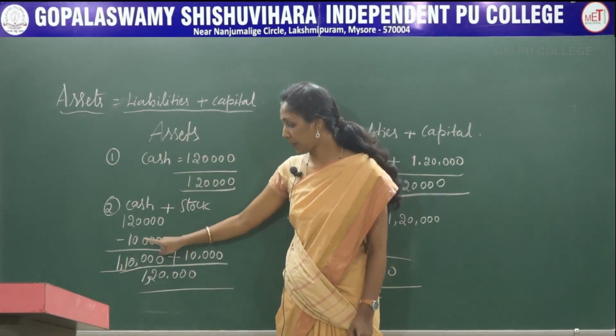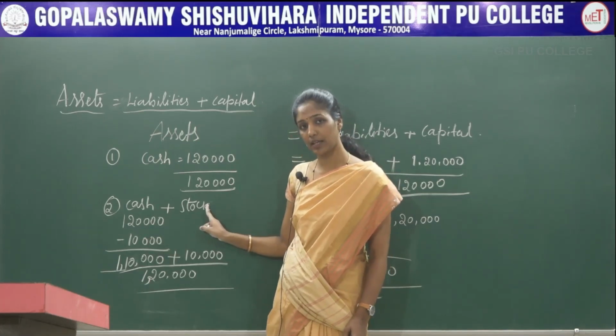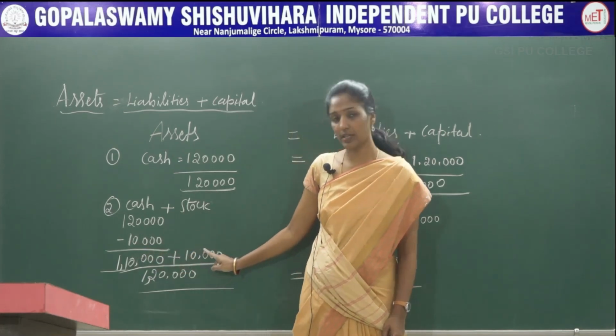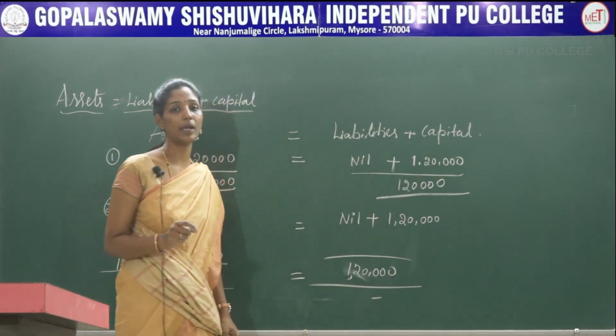Deduct the purchase value from cash, and stock also comes into the business, so you add the stock. 1,10,000 plus 10,000, 1,20,000. On the other side capital remains the same.